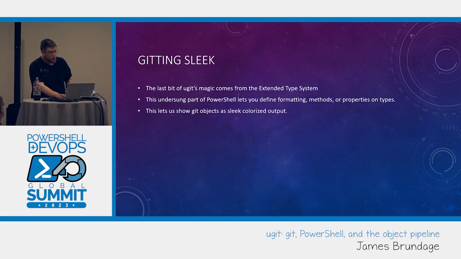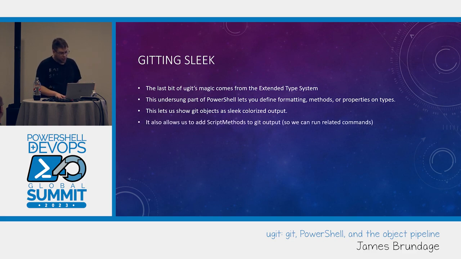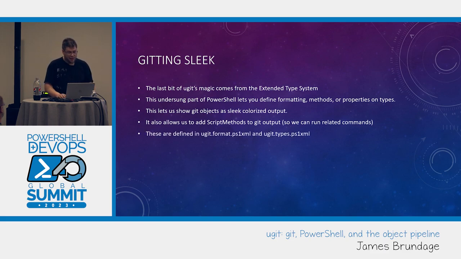This lets it show Git objects as sleek, colorized output. It also allows us to add script methods to Git output so we can run related commands. And these are defined in ugit.format.ps1xml and ugit.types.ps1xml. And you might be a little bit scared: oh crap, there's this whole new facet of PowerShell that I hadn't heard about that's really cool and useful, and I don't have any idea how to use it, and what am I gonna do? PS1xml is hard.